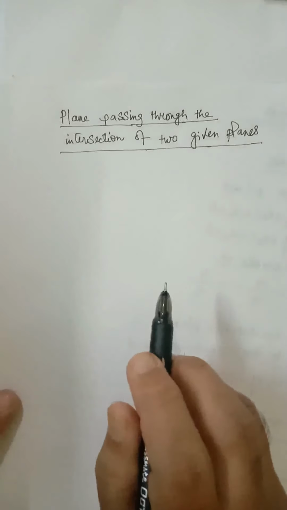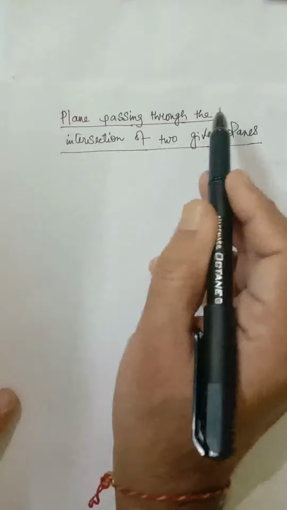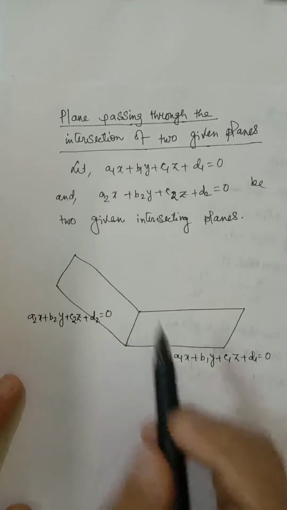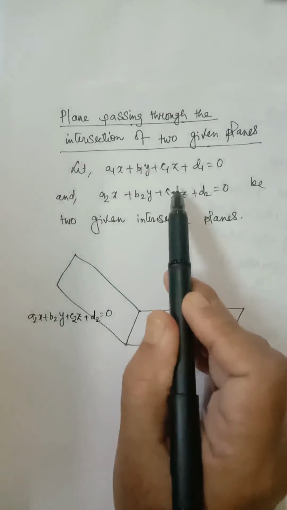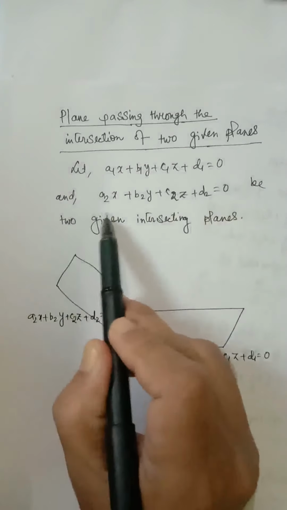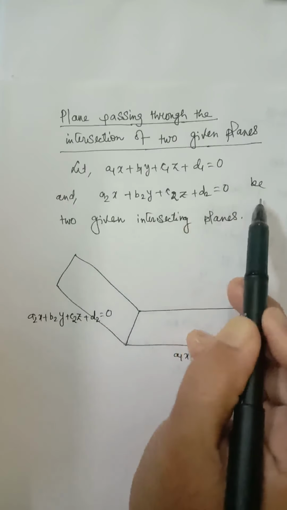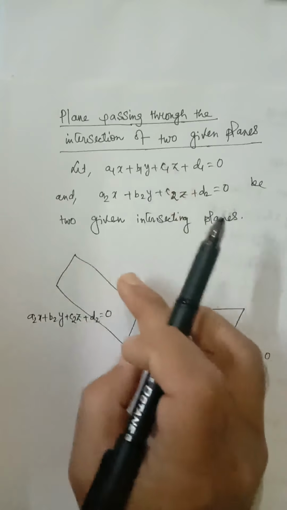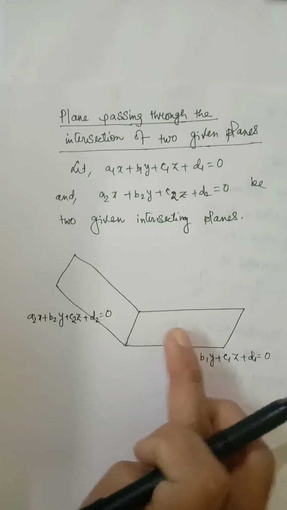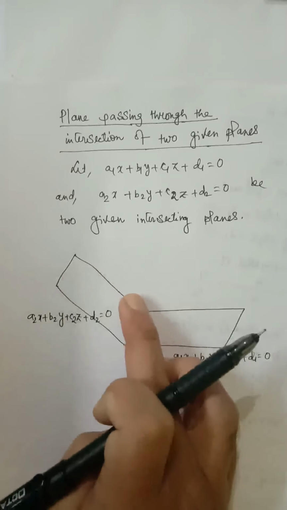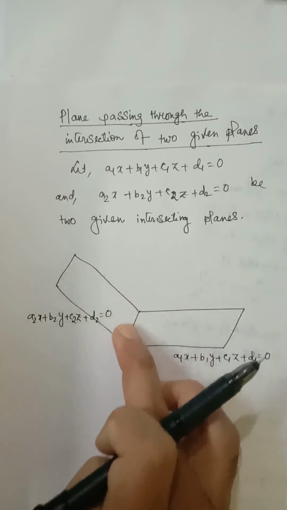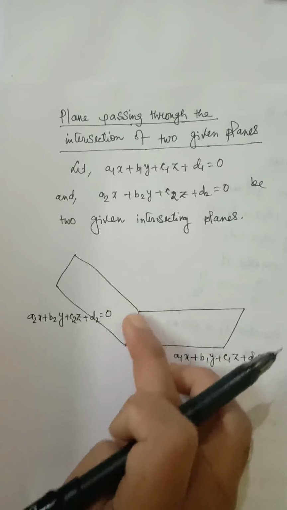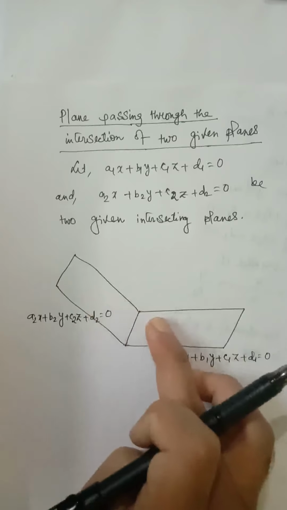Now our next topic is the equation of a plane passing through the intersection of two given planes. Let a1x plus b1y plus c1z plus d1 equal to 0 and a2x plus b2y plus c2z plus d2 equal to 0 be two given intersecting planes. Suppose this is the first plane, this is the second plane, and these two planes intersect. When two planes intersect, a line is formed. This is called the line of intersection of these two planes.